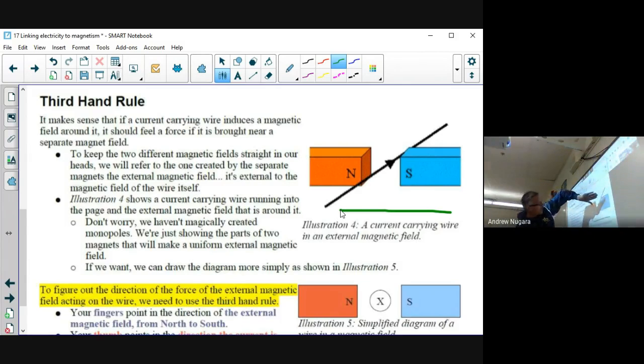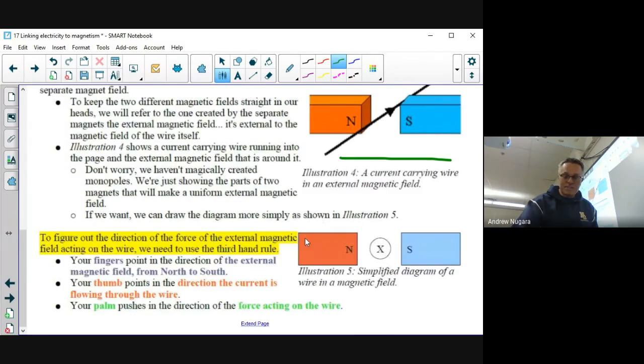So in other words, there's my thumb going into the board. There's my fingers going from the North Pole to the South Pole. And my palm faces upwards. So in other words, that wire is going to feel a magnetic force pushing it up. Okay. Here's another way that you can depict that down here.